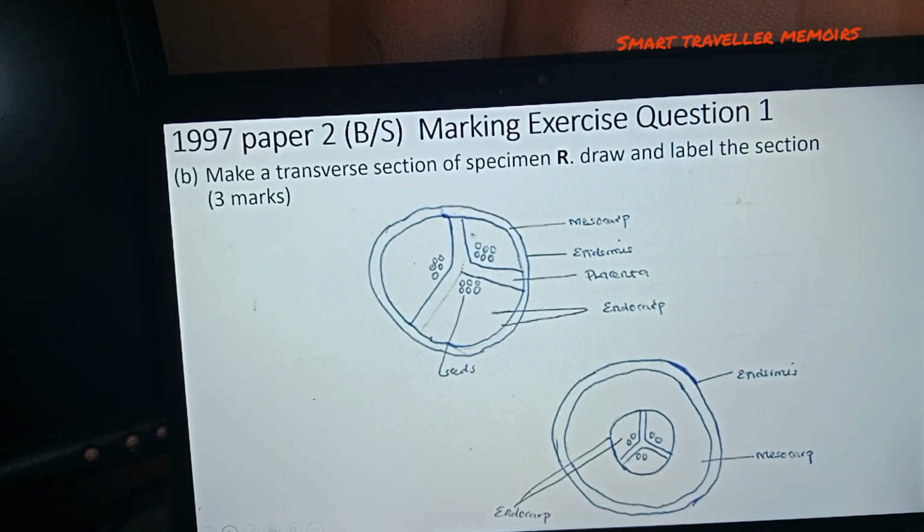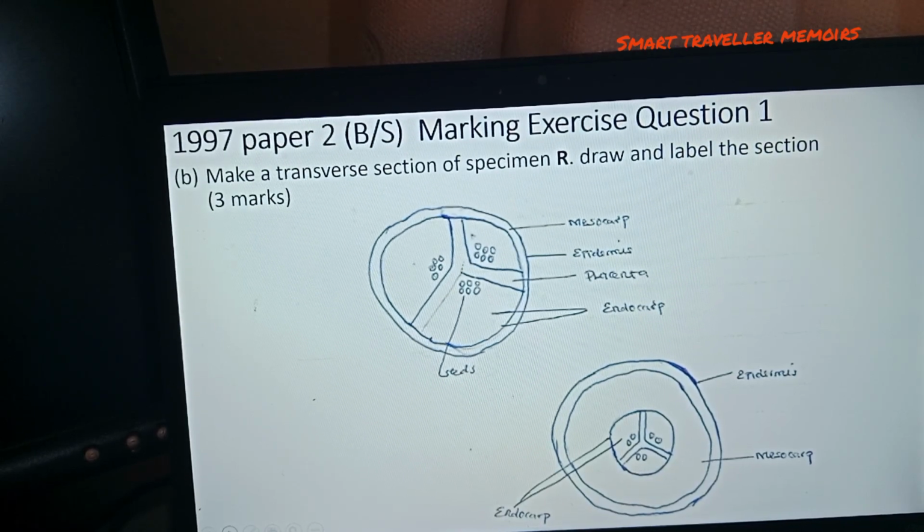Making a transverse section of specimen R, draw and label the section. And there you are, we have the transverse section, and the labels are mesocarp, epidermis, placenta, endocarp. So you can have any of those two diagrams around. You get 3 labels. And because you are making a section, I don't think there was drawing mark.